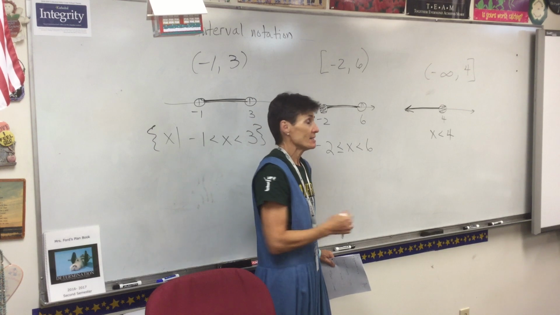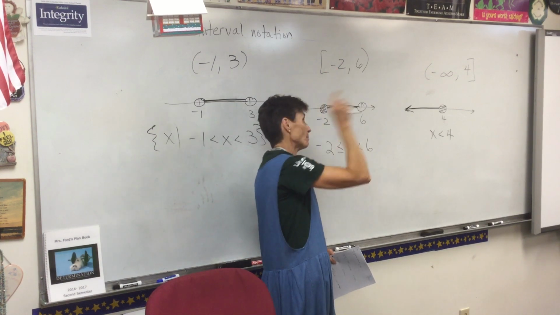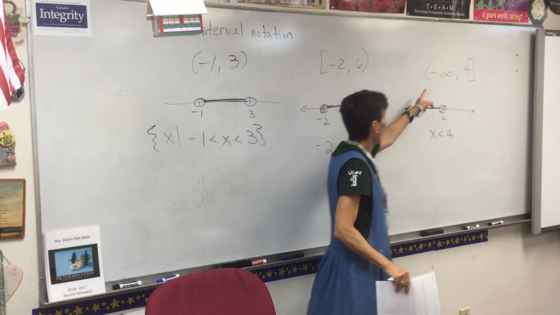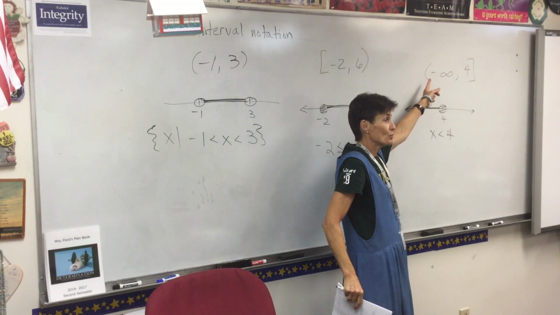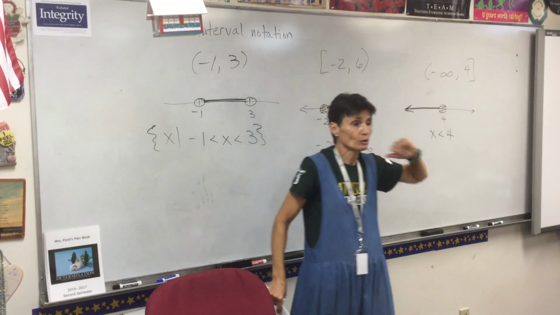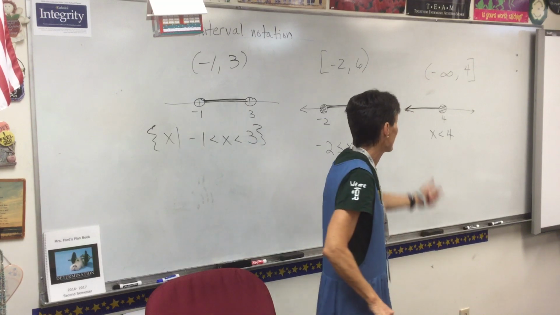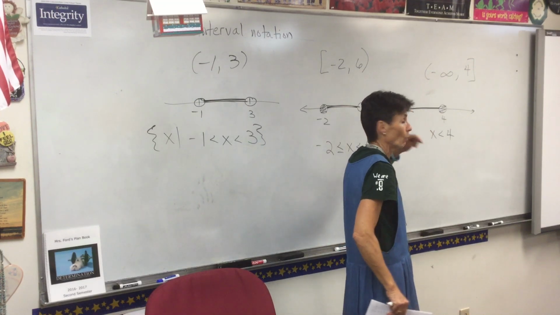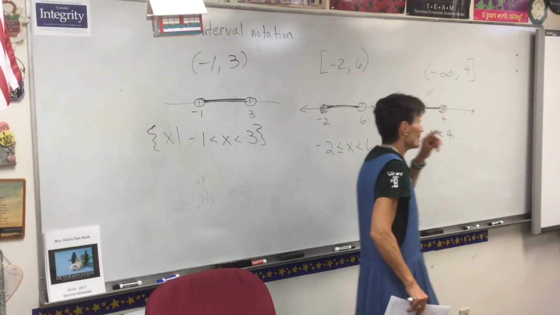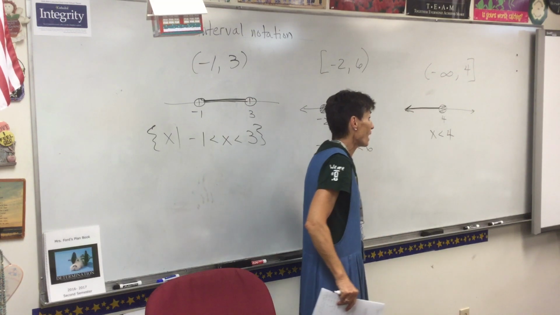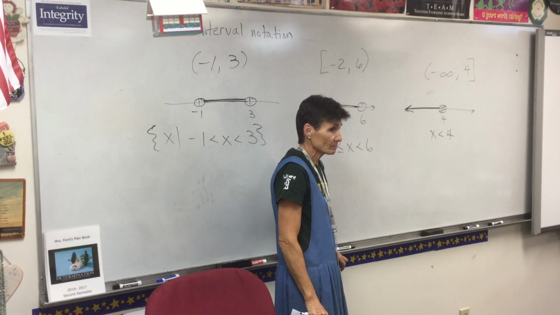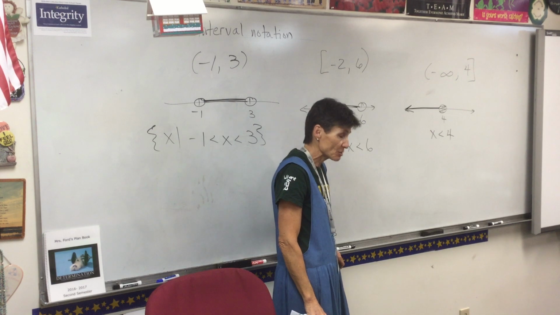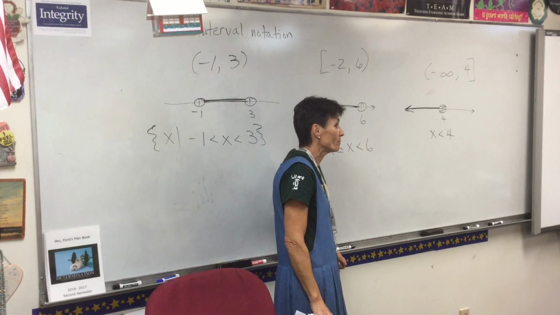The infinities, negative infinity and positive infinity, are always open dots. When you write an interval notation and you're trying to describe everything less than 4, or everything greater than 6, you will always use an open dot with your infinity. You can't ever really get to infinity. That's why it's an open dot.